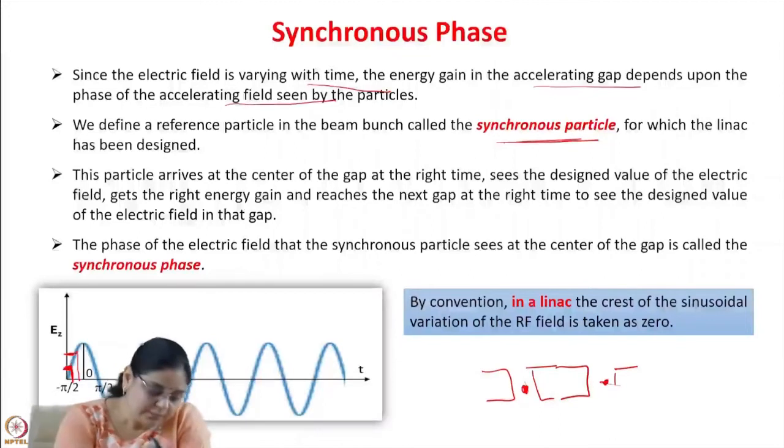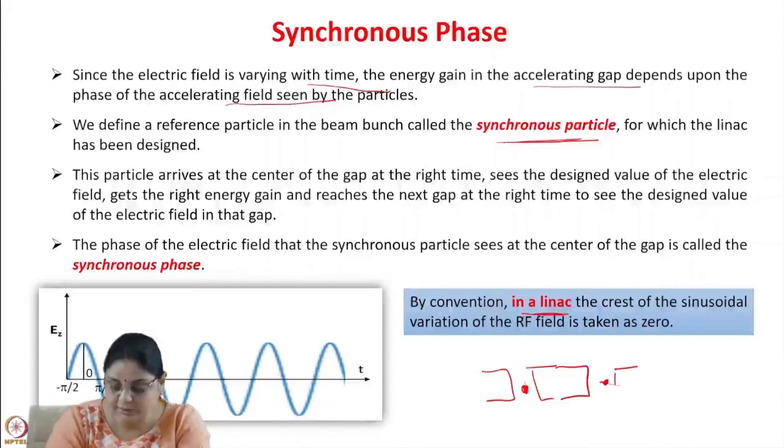Now, by convention in a linear accelerator, it is different for a circular accelerator. For a linear accelerator, the crest of the sinusoidal variation of the RF field is taken as zero.